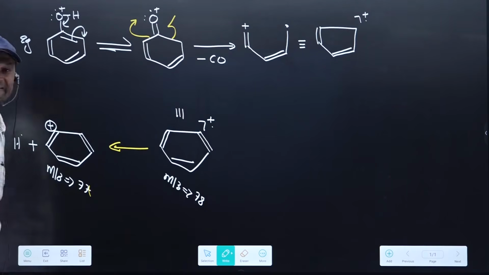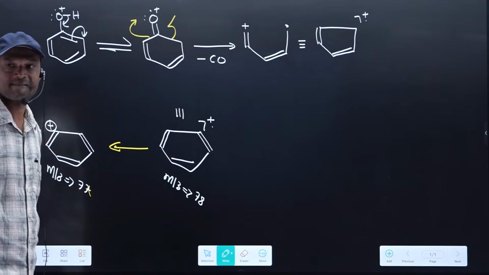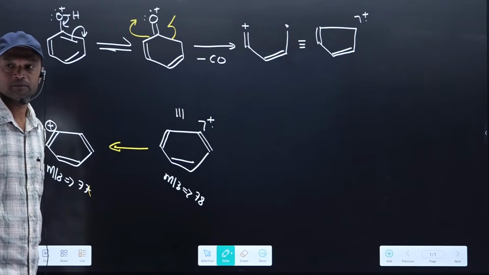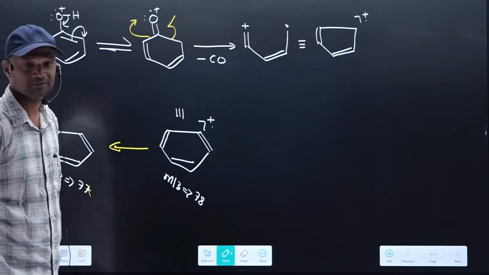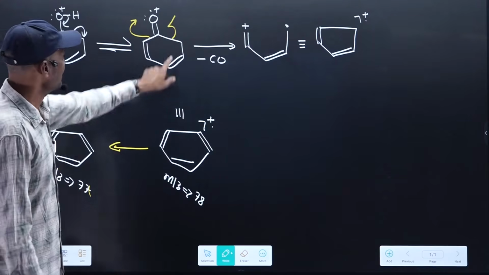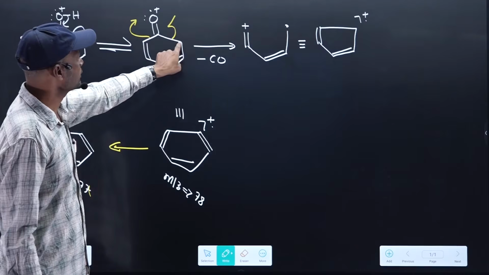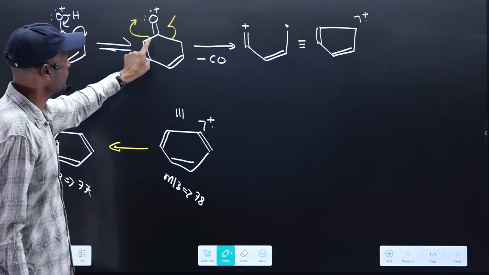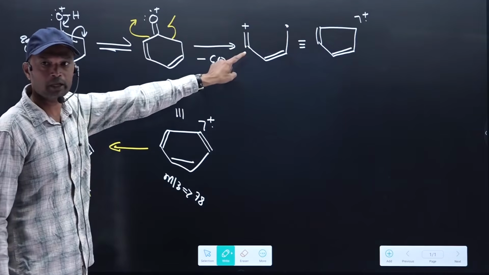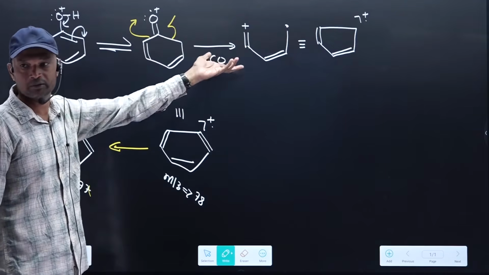Fast. 65 or 66? On this carbon, how many hydrogens are there? 2. Here, 1, 1, 1, 1. Here also the same. I have not removed any hydrogen. I removed only carbon and oxygen.